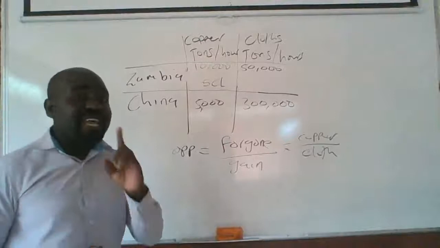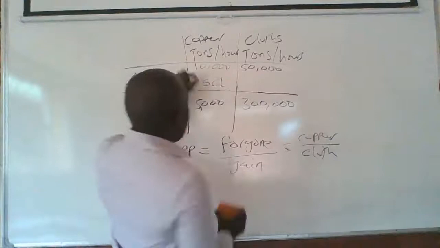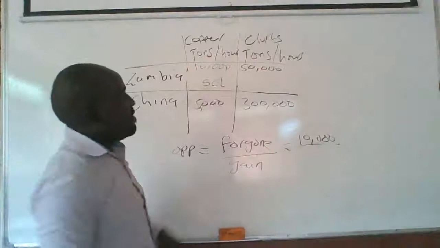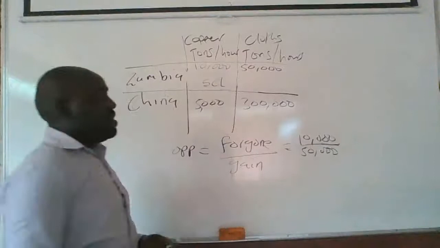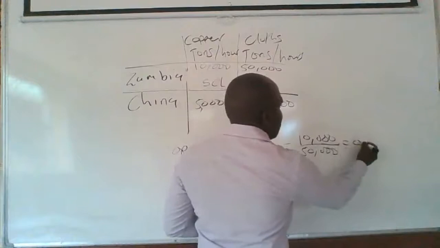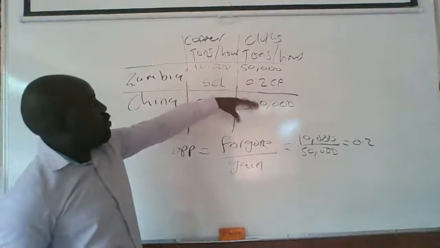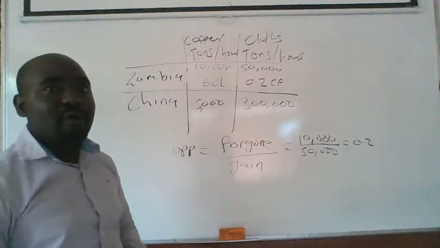So with this, we see that the amount of copper that Zambia is producing is 10,000. So we will put 10,000 here. And the amount of clothes that Zambia is able to produce is 50,000. So from this, we see that the opportunity cost then will be 0.2, so 0.2 tons of copper. So the opportunity cost of producing clothes for Zambia is 0.2 tons of copper.